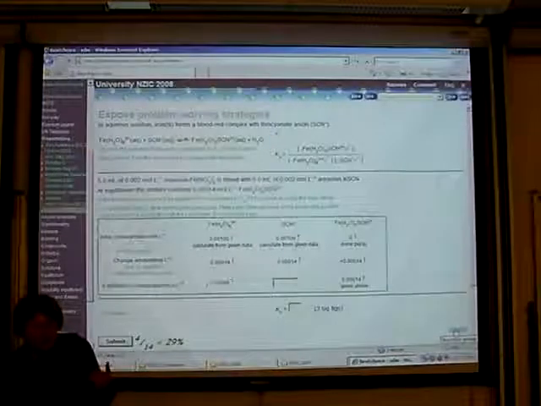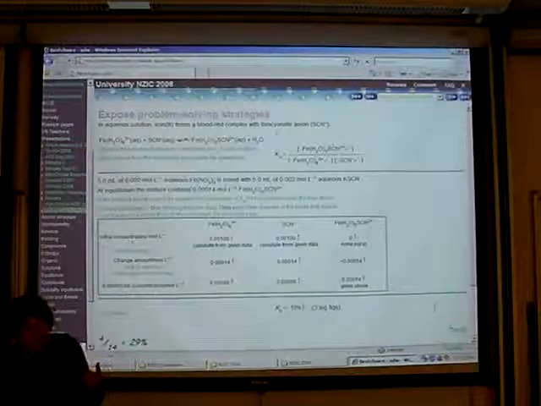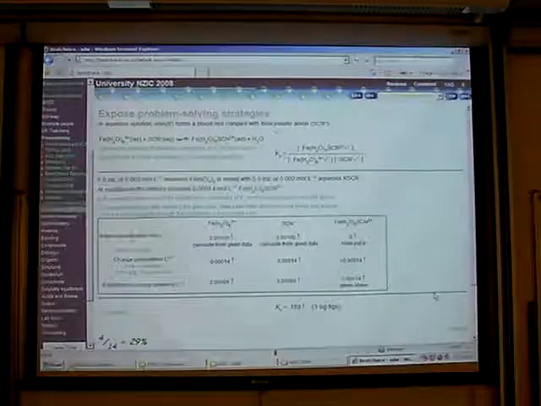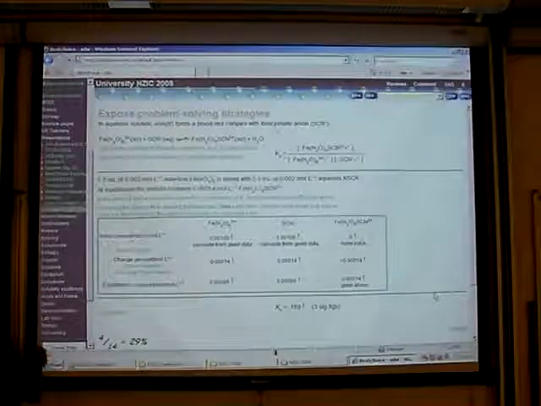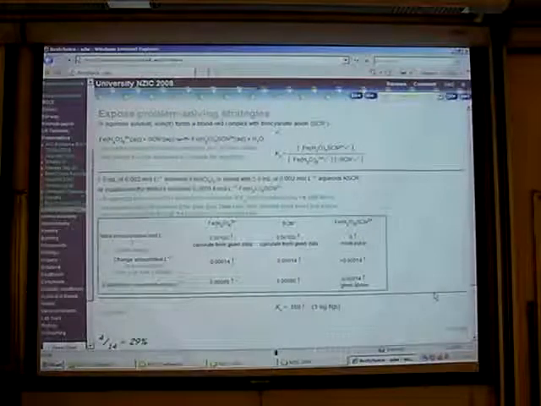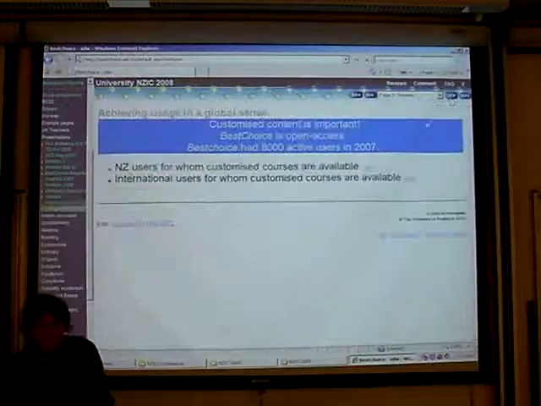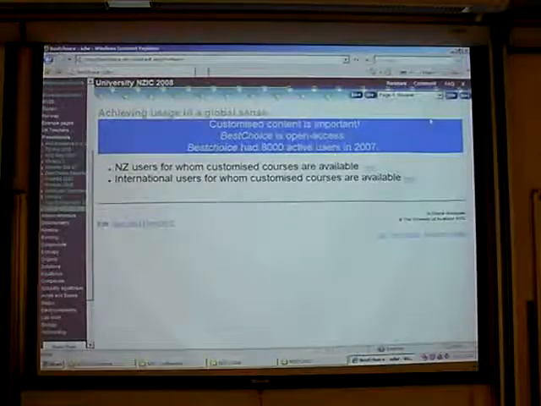So they're led through doing the problem in the way in which we would expect them to do it on pen and paper. So it's meant to be a bridge between reading about it, hearing about it in lectures, and then actually doing the problems on pen and paper. Okay, now, how do we get usage? Achieving usage is an absolute major.